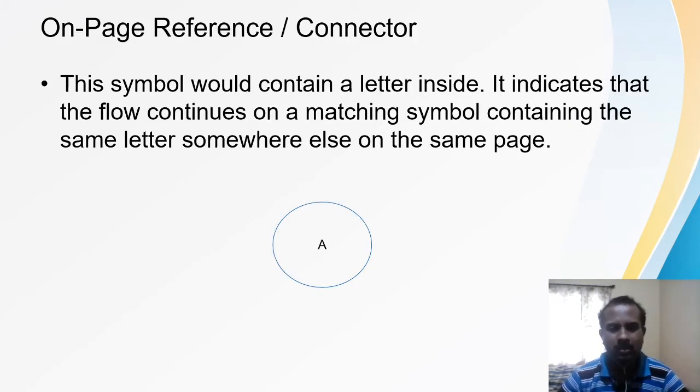On page reference or the connector, the shape used is a circle and it is going to have a certain label. Now what is the use of the connector? A connector is used to connect or show the link between two parts of the same algorithm. Okay, so what is happening here?